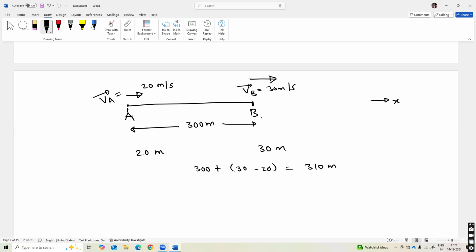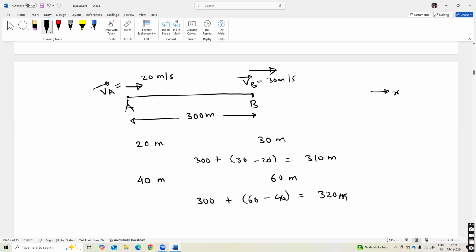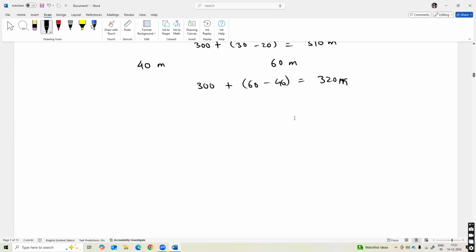If you see after 2 seconds, A will travel 40 meters and B will travel 60 meters. So if you now find the distance between them, it will be 300 plus 60 minus 40, so it will become 320 meters. Since VB is moving at a higher velocity, the distance between A and B will keep on increasing in this case. But let's reverse the velocities.